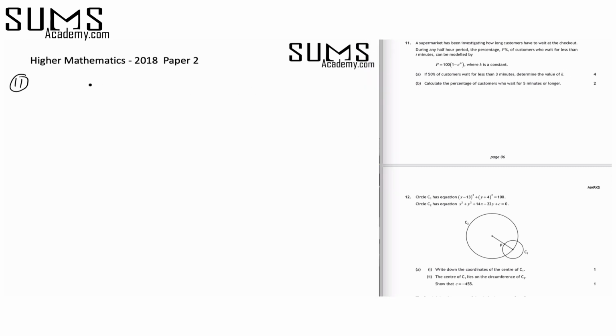Okay, so first of all, we need to write out our expression. Or we could even write out the question. If 50% of customers wait less than 3 minutes, find k. So that's what they're asking us to do. You've already got an expression for when the time is less than a certain amount.